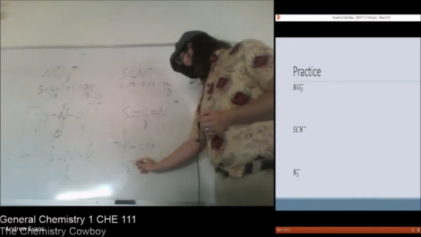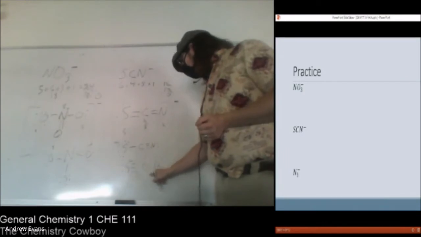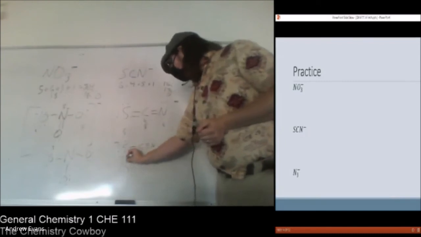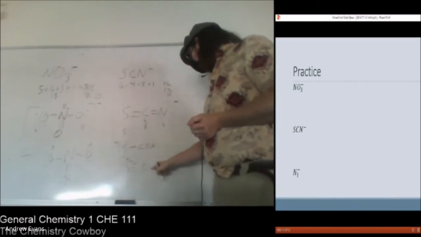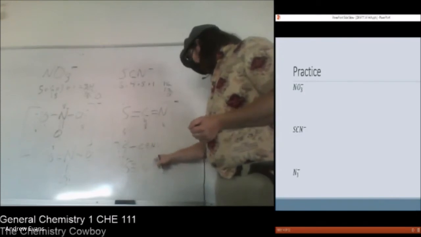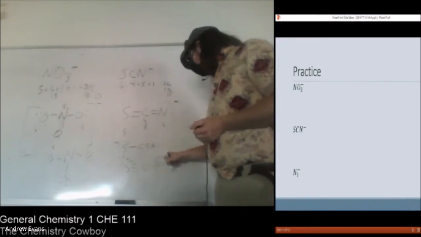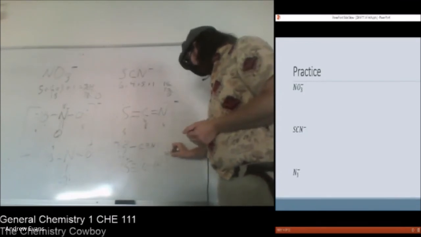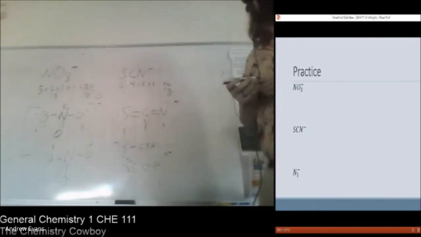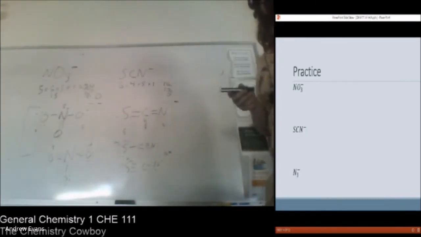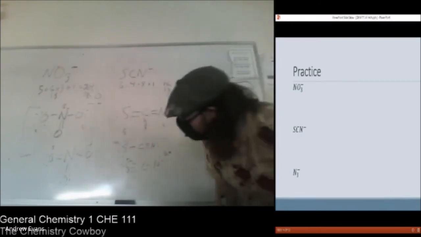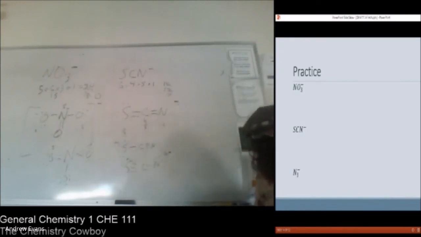Sulfur should have 6. We have 1, 2, 3, 4, 5. Plus 1. And carbon still has 0. Now nitrogen should have 5. Has 1, 2, 3, 4, 5, 6, 7. It's a formal charge of 2 minus. Positive 1, negative 2 still adds up to a negative 1 overall charge. So based on the rules of formal charge, this structure is the worst.